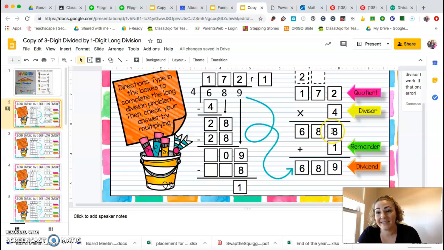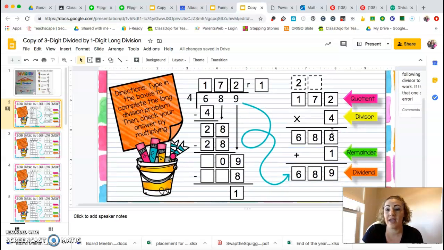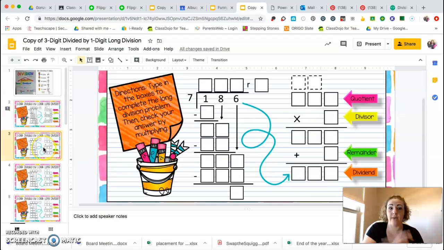Now, the next step is how you can check your work. You take whatever you came up with as your answer, or your quotient, 172, and you multiply it times the divisor. And you get 688, and you also add back in your remainder, and you should come up with what your dividend was. If you come up with the same thing, then you did your division correctly. All right, I'm going to go to the next slide.